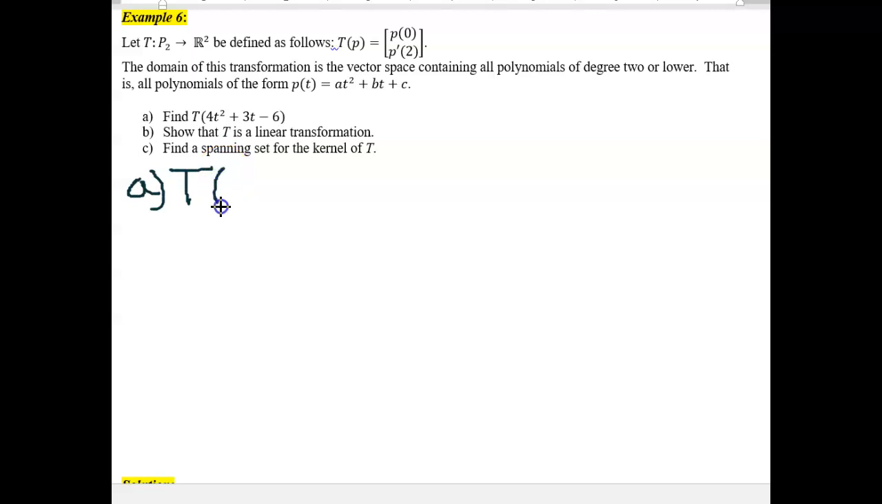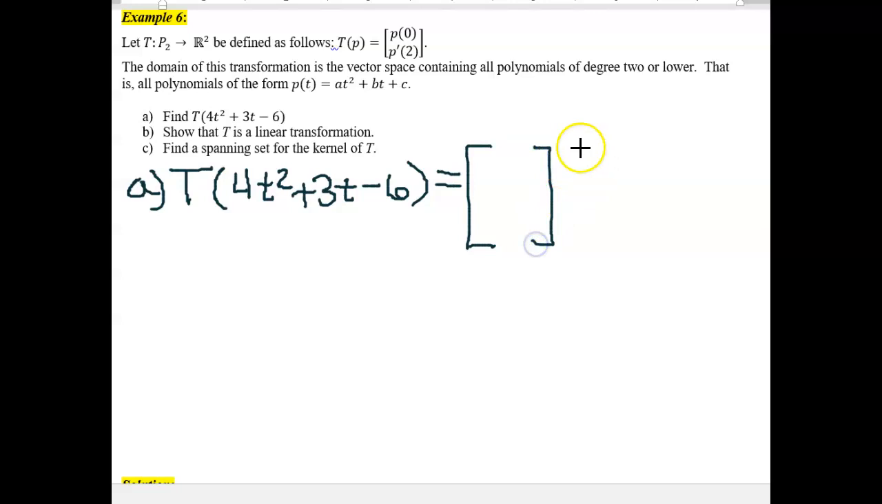As an example, if we apply this transformation T to the polynomial 4t squared plus 3t minus 6, then first we find p of 0, which in this case would be 4 times 0 squared plus 3 times 0 minus 6. So 0 plus 0 minus 6, we get negative 6 for the first entry. In the second entry, this is supposed to be p prime at 2. So I'm following this definition here.